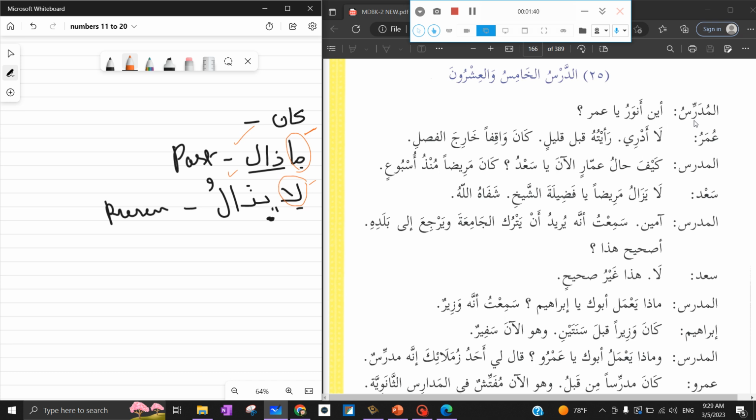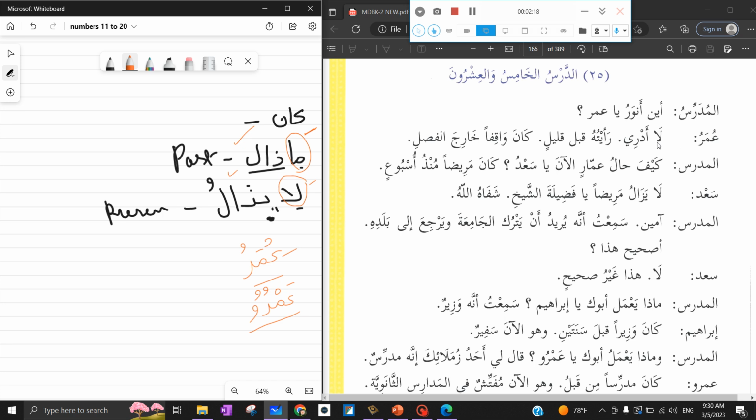Al-mudarris aina anwaru ya Omar. There are two names which look alike. One is Omar, and this is ghair munsarif, it cannot carry a tanween on the last letter. And the other name is Amrun, a different name, Amrun with a waw. This is pronounced differently. Here it is Amru, ghair munsarif, that cannot have a tanween.